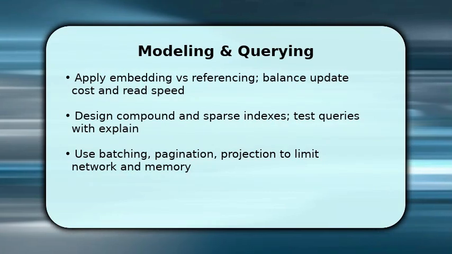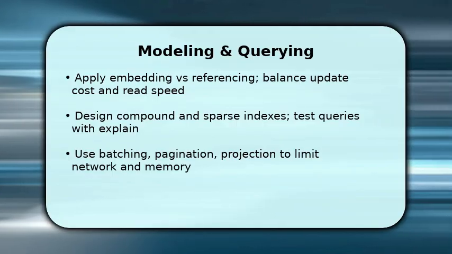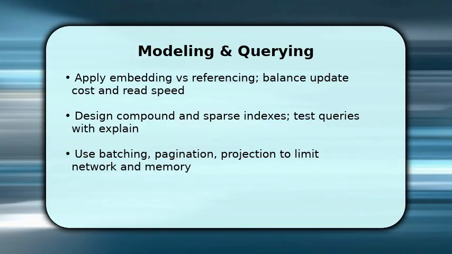Now you refine the middle steps. Decide embedding versus referencing by weighing read efficiency against update complexity, because that shapes join behavior and denormalization costs. Make compound and sparse indexes for your critical queries and run explain plans to confirm index usage.